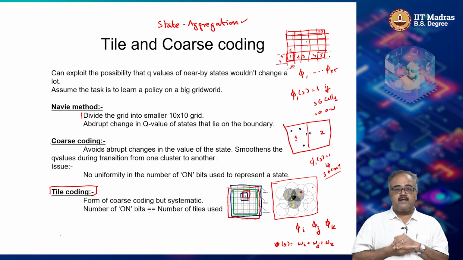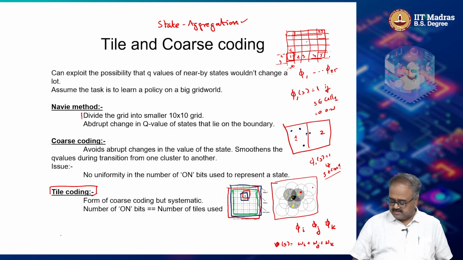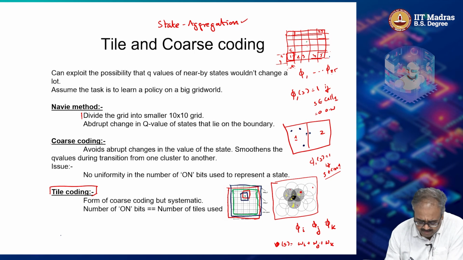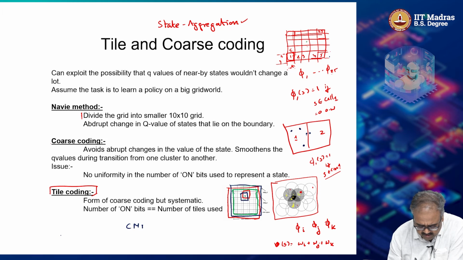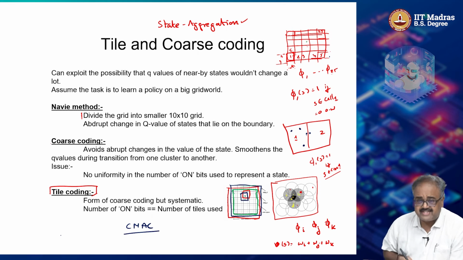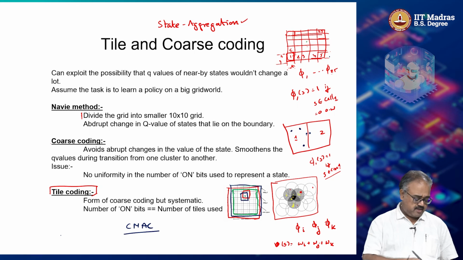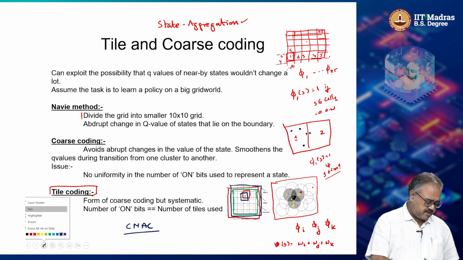Okay. So that's it for tile coding. And tile coding with some more clever implementation tricks and so on and so forth gave rise to a function approximator called CMAC. And for a long time, CMACs were the most popular function approximators for reinforcement learning.